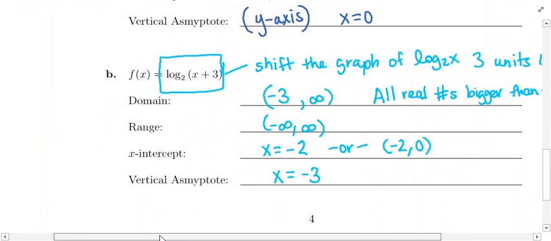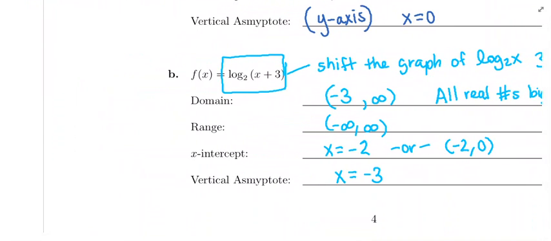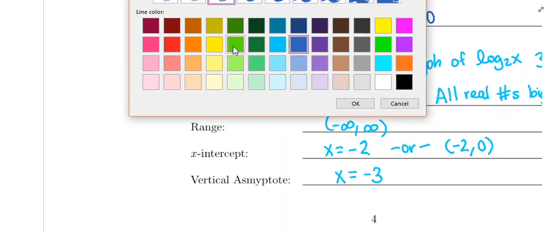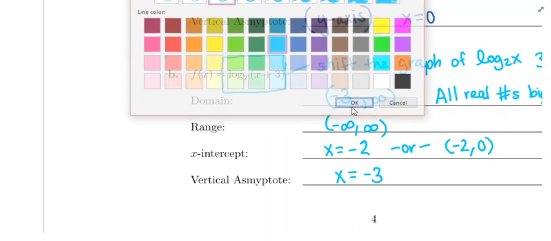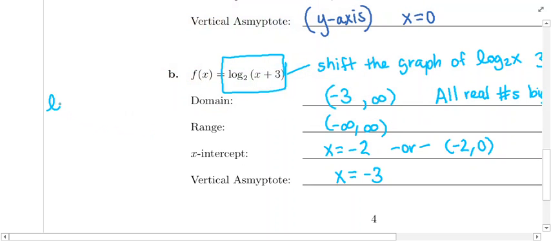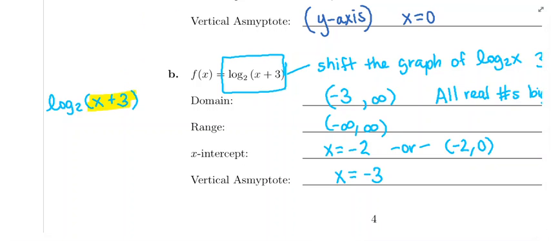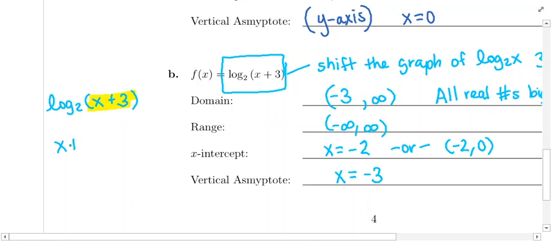Okay, if we move on to part B, the light blue graph, we graphed it, we wrote down the domain. We said it's -3 to infinity. So here, if you're doing the same thing and trying to read off the domain from the formula, here's the formula, log base 2 of x plus 3. Who cares what the base is? You're going to take the quantity that you're taking the logarithm of. Here it's x plus 3.